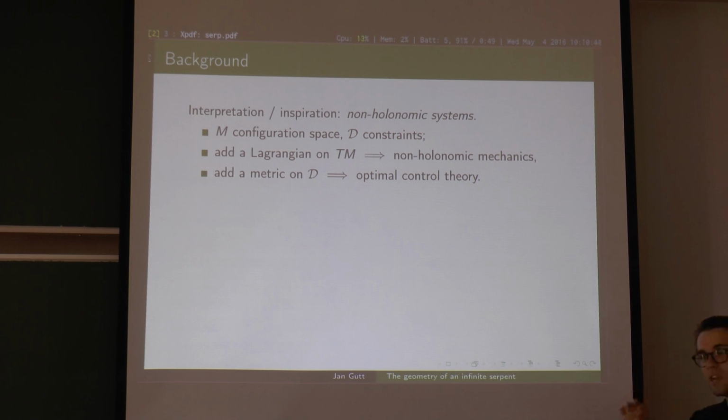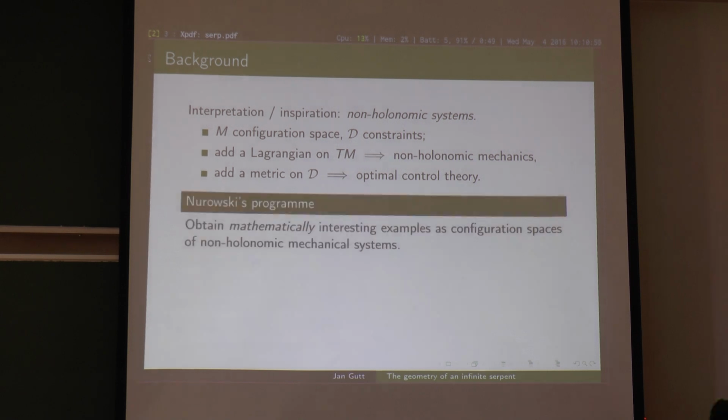There is a famous example of trailers at an airport where you keep pulling this chain of trailers with luggage. So there's one very well-studied example, and this snake is going to be quite similar, but actually, I think more interesting. So anyway, here's the program of our absent friend Paweł Nurowski to obtain mathematically interesting examples of maximally non-holonomic distributions as configuration spaces of non-holonomic mechanical systems.